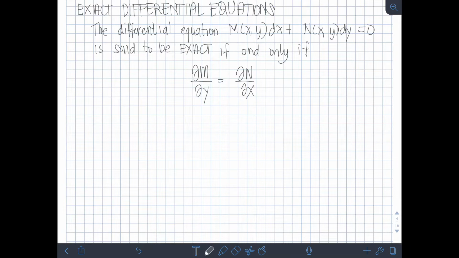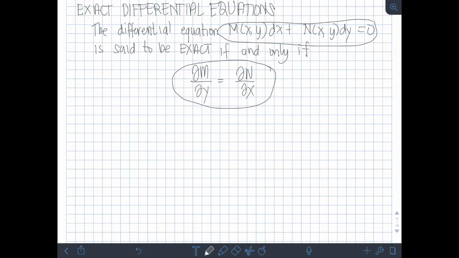So, sabi, the differential equation M of x, y dx plus N of x, y dy equals 0 is said to be exact if and only if the partial derivative of M with respect to y is equal to the partial derivative of N with respect to x. So, parang ito yung testing procedure natin para malaman natin kung yung given DE natin in this form ay exact.